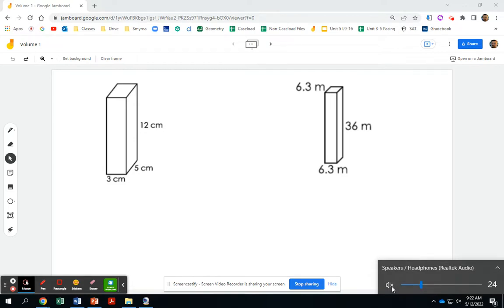A rectangular prism is like a tissue box. It's a six-sided solid, and each side has four sides, which is a rectangle. So there are six rectangles put together to make something like a tissue box, or a Rubik's Cube, that's a rectangular prism. All right, so we need to find the volume of these. So here's what we're going to do.